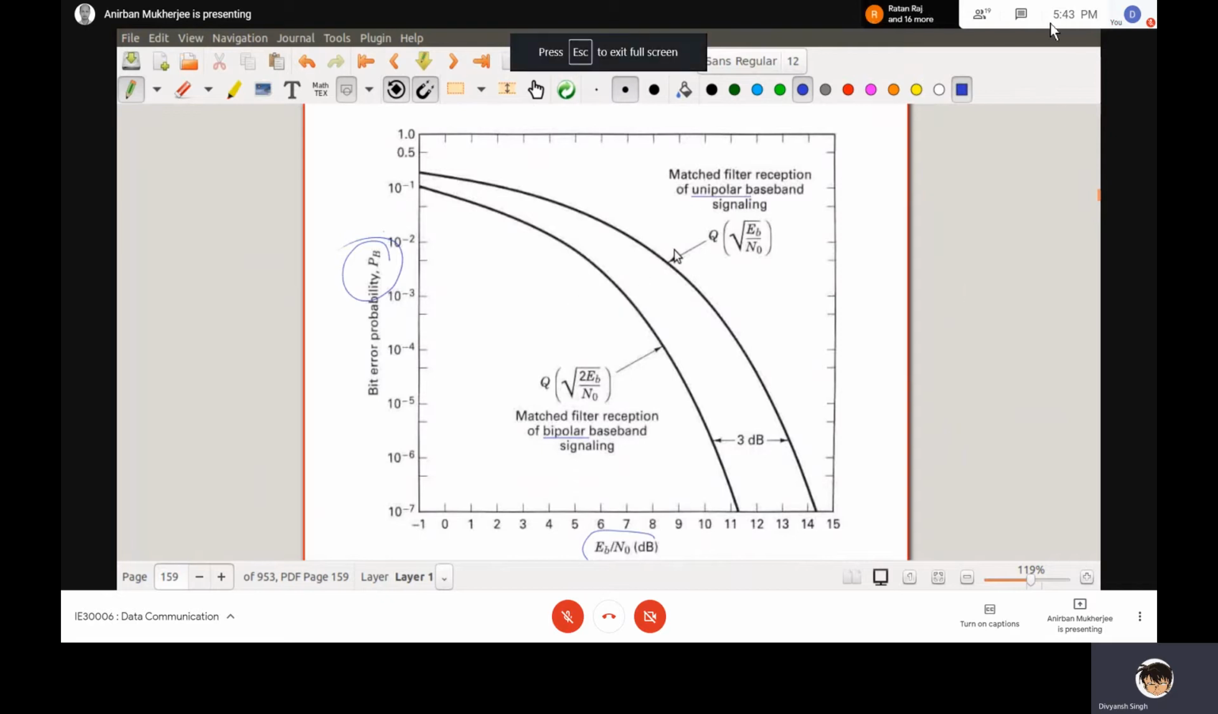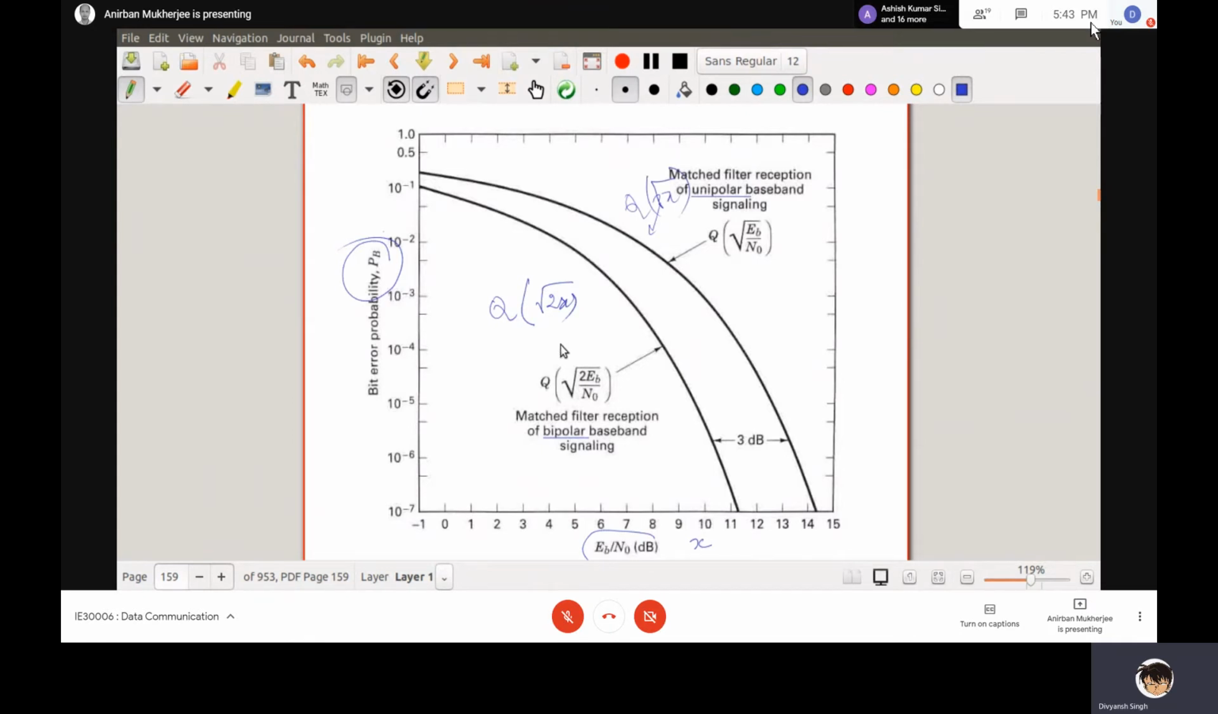When it is unipolar, S1(t) was A for logical 1, and S2(t) equal to 0 volt for logical 0, for 0 to T. That means it is some sort of orthogonal signaling, and then I am getting Q of root Eb by N0. And here you are getting Q of root 2Eb by N0. Now I am plotting in terms of Eb by N0. Say this is your x, and I am defining Q of root 2x here; here it is Q of root x.